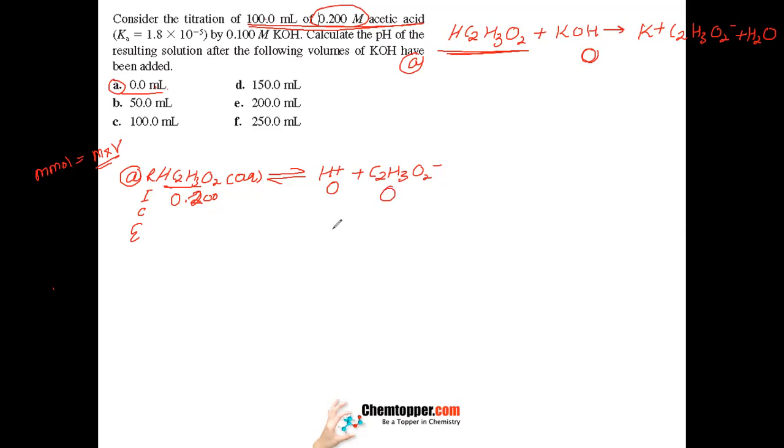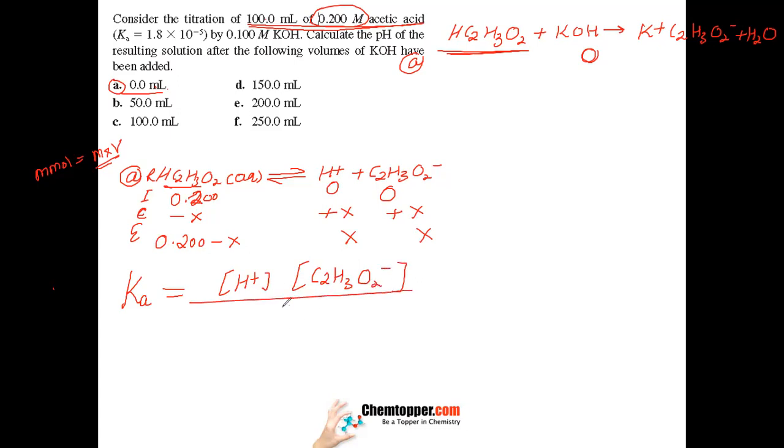Now change. Remember how to write the change? Minus X, plus X, plus X. Equilibrium: 0.200 minus X, X and X. Ka, you remember Ka, the dissociation constant of the acid, is the concentration of H plus times concentration of C2H3O2 minus divided by concentration of HC2H3O2.